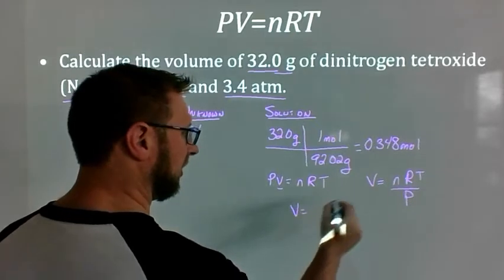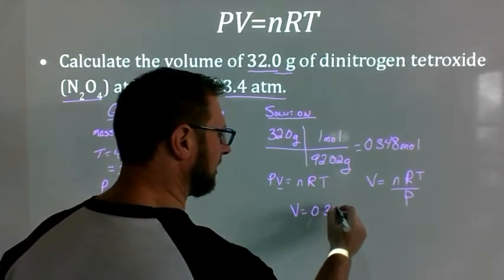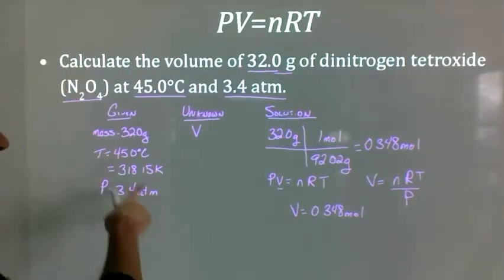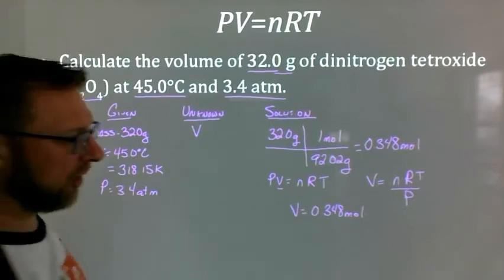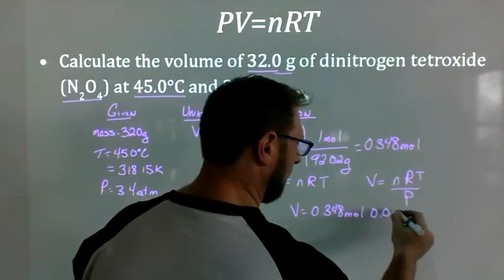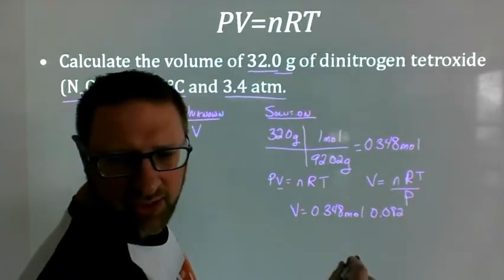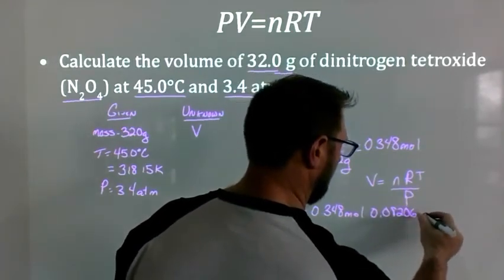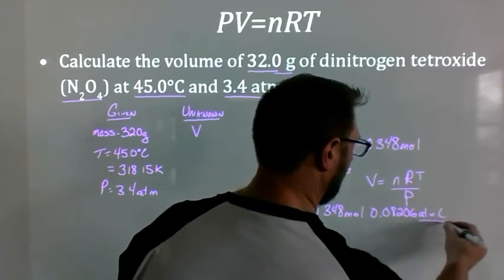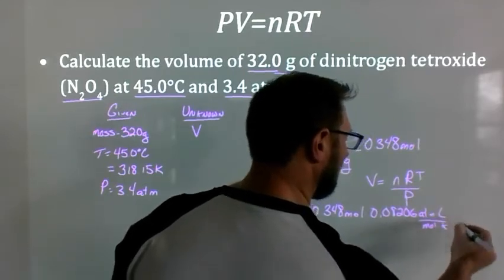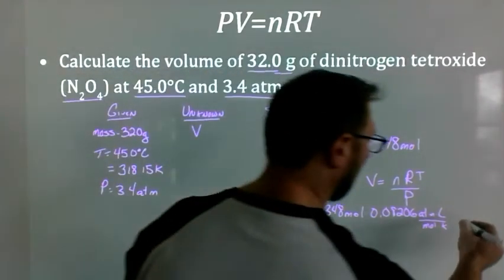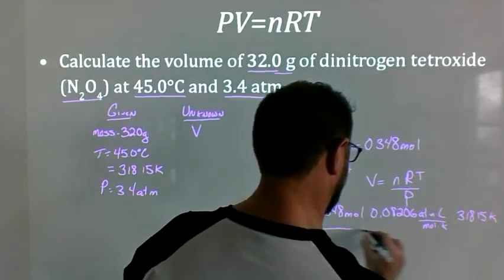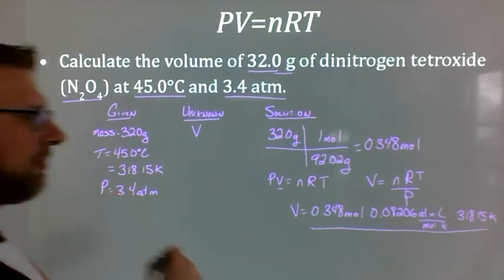V equals n, 0.348 moles, times R. Remember, R is going to change based on your pressure units. Since we have atmospheres here, we're going to use the value of 0.08206, and the units are atm times liters over moles times Kelvin, times our temperature in Kelvin, 318.15 K. All of that is over our pressure, which is 3.4 atmospheres.